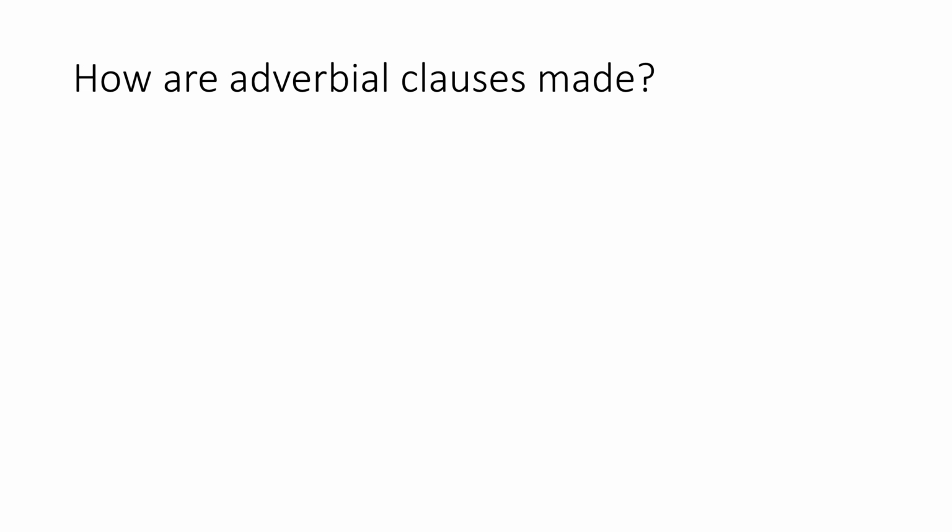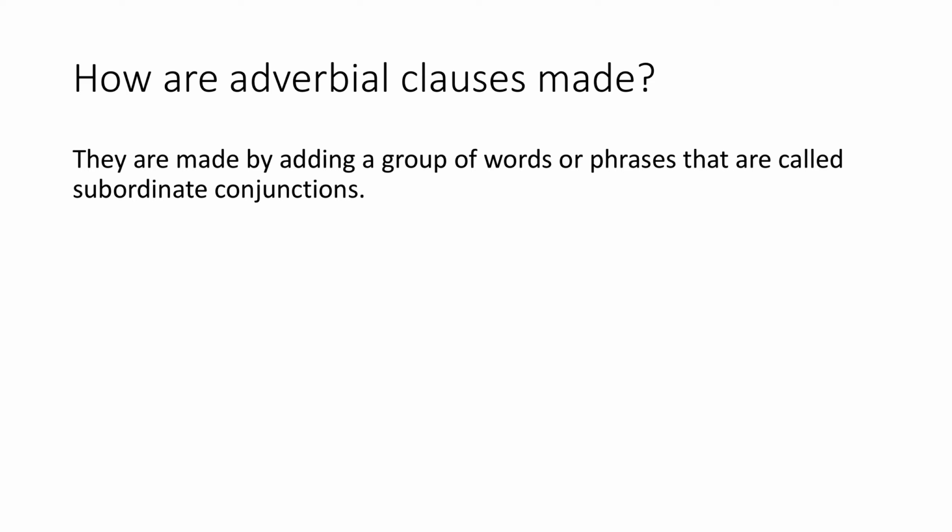Now, how do we make adverbial clauses? They are made by adding a group of words or phrases that are called subordinate conjunctions. The name is a little bit of a mouthful, but it has meaning. First of all, it has the word conjunction, which means a connector. So their job is to connect two clauses, the independent clause and the dependent adverbial clause.